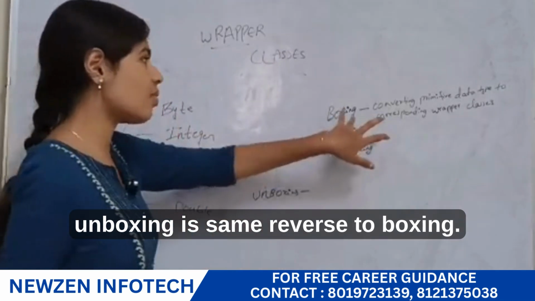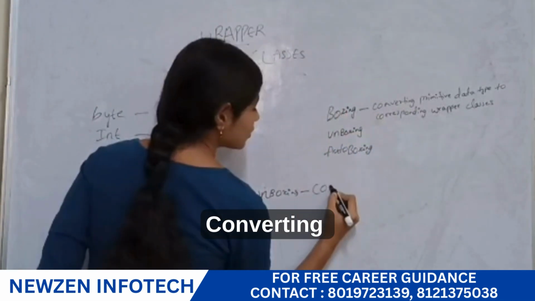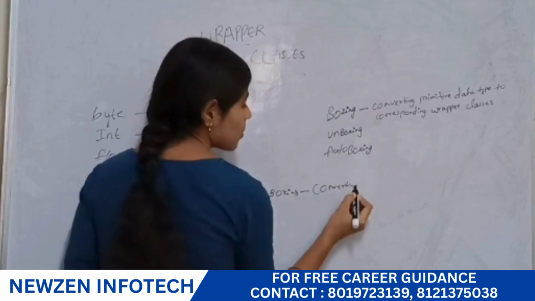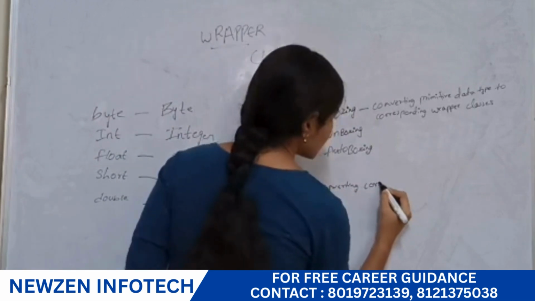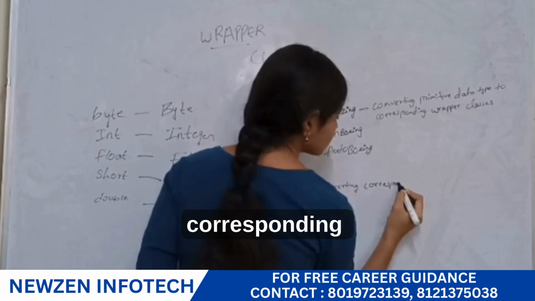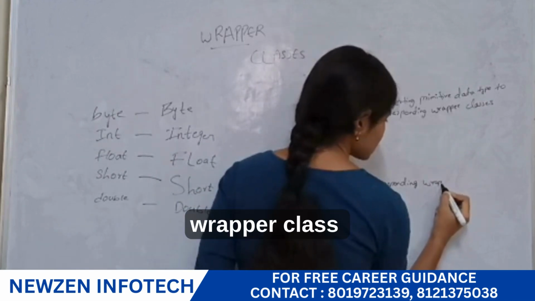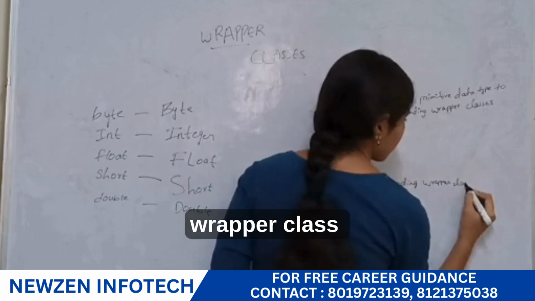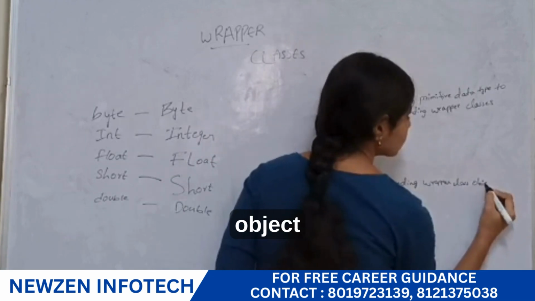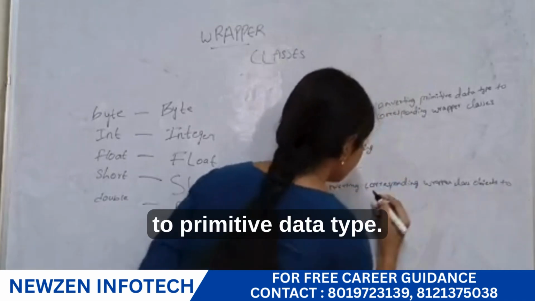And coming to unboxing, unboxing is the reverse of boxing: converting the corresponding wrapper class object to a primitive data type.